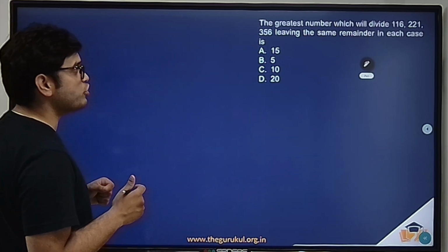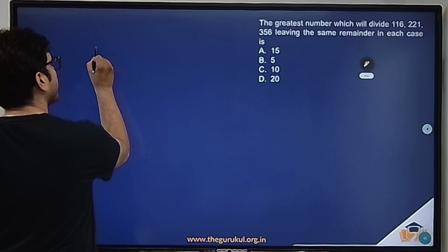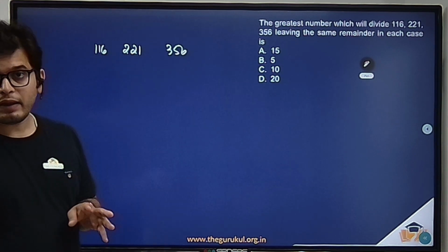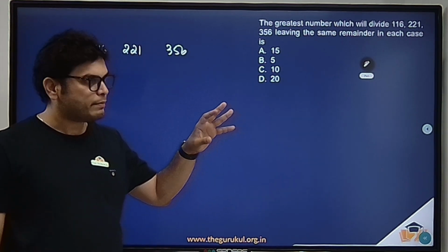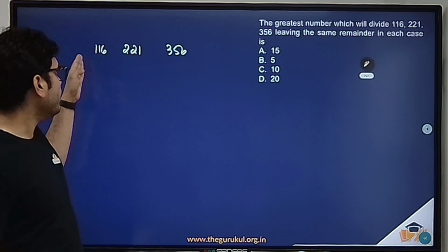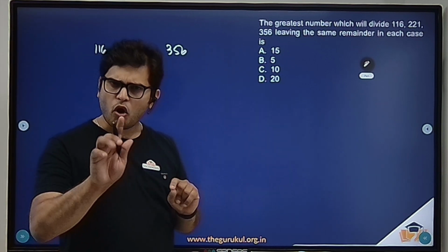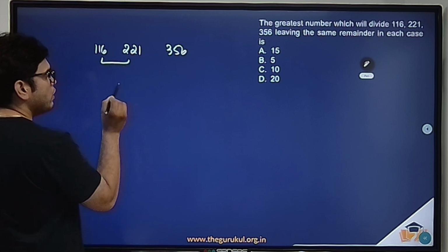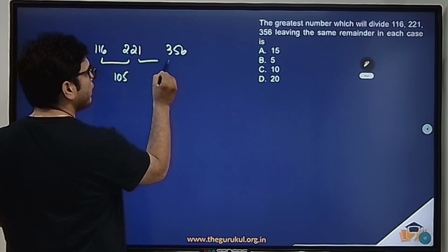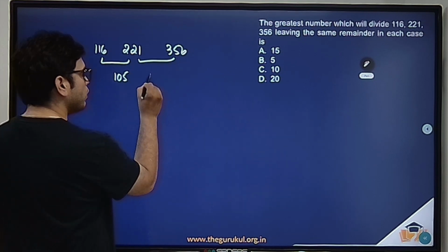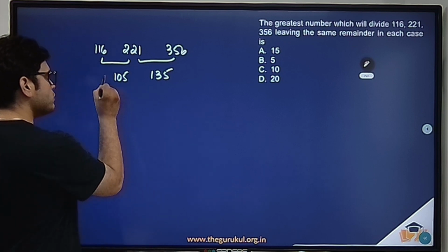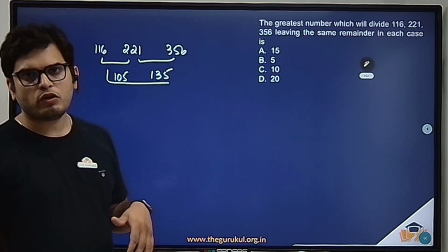Now coming to the fifth question, the greatest number which will divide 116, 221 and 356, leaving the same remainder in each case. Whenever you come across these types of questions where you have three numbers, and you are asked to find the greatest number which will divide these three and leave the same remainder, all you need to do is first find the difference between two terms. Now what's the difference between 221 and 116? 105. Again, the difference between 356 and 221, 135.